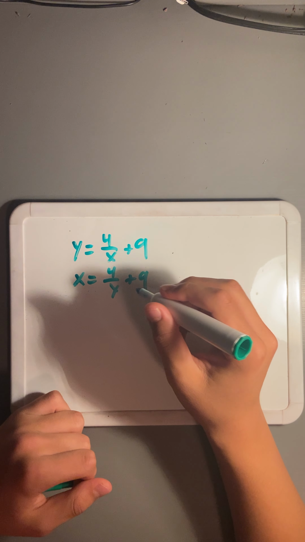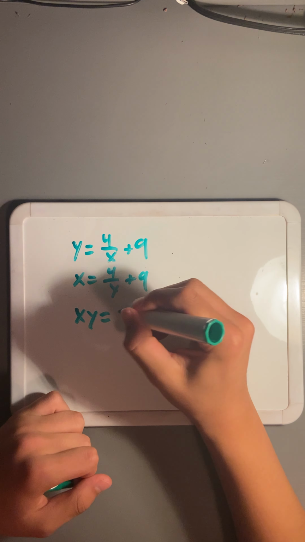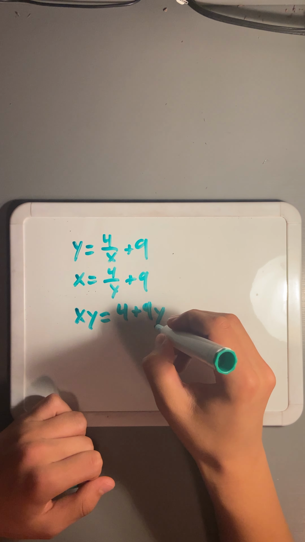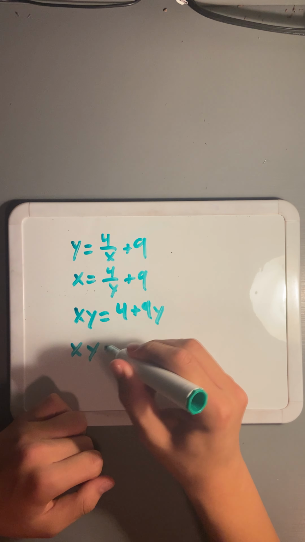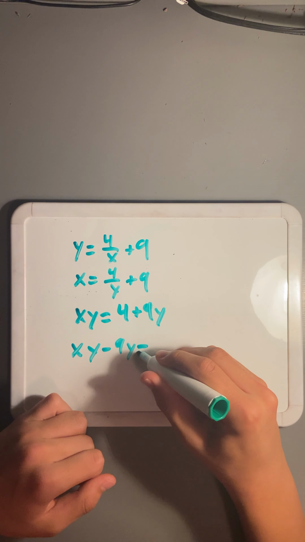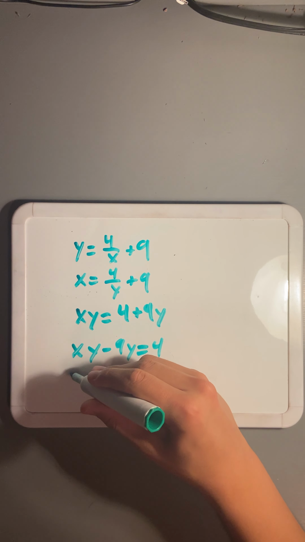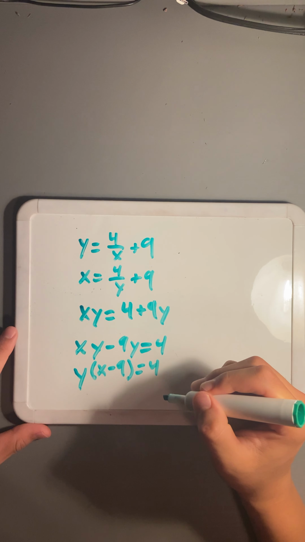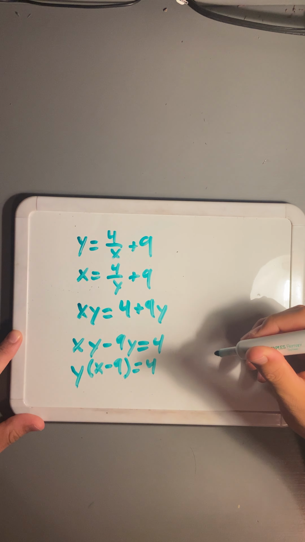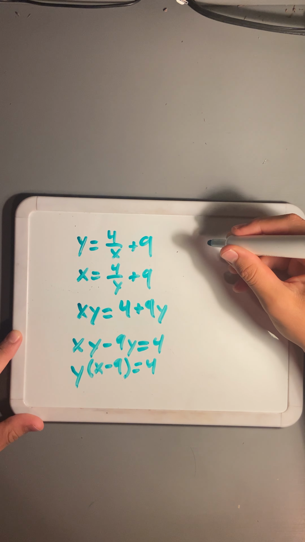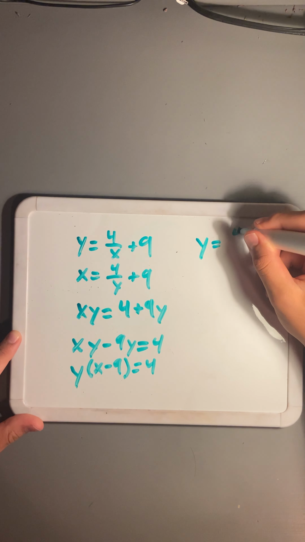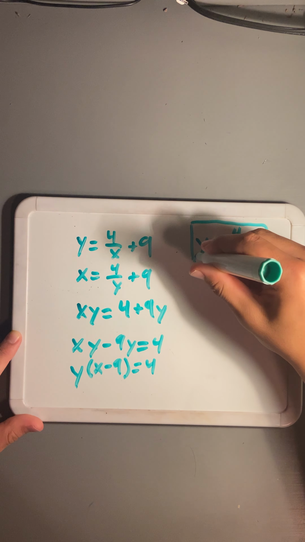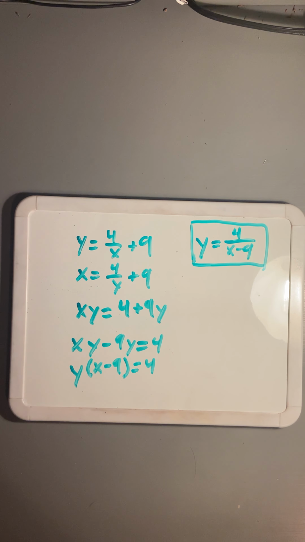So multiplying each side by y leads to xy equals 4 plus 9y. Then you subtract 9y on both sides, so this becomes xy minus 9y equals 4. Factor y out, this becomes y times (x minus 9) equals 4. And then you divide each side by x minus 9, so you get y equals 4 over x minus 9. This should be your answer.